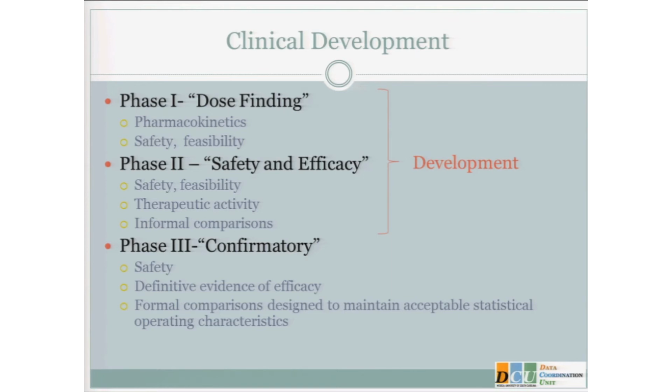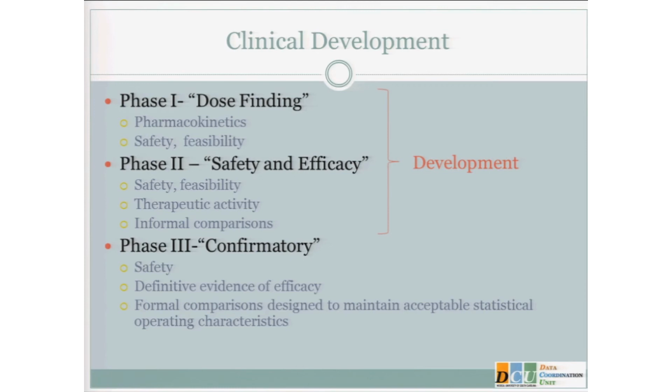phases. The next step would be phase 2, safety and efficacy, where again, we're still looking at safety and feasibility, but now we're also trying to establish that there is some evidence of therapeutic activity, either a biomarker that indicates that the agent, or the intervention, is working, or a surrogate outcome that is associated with our long-term clinical outcome. And our conclusions in phase 2 are generally based on informal comparisons.